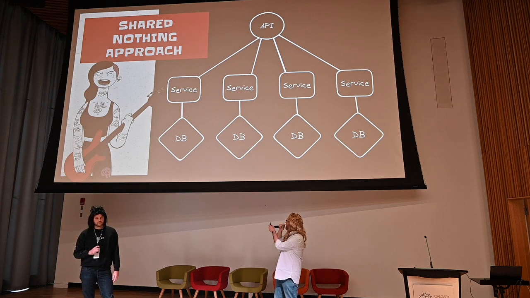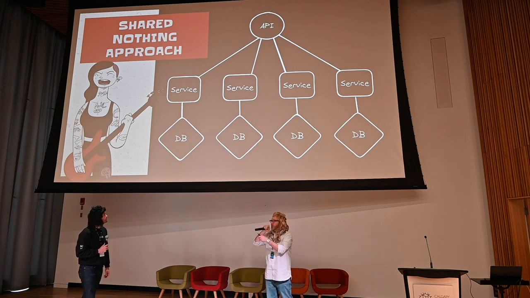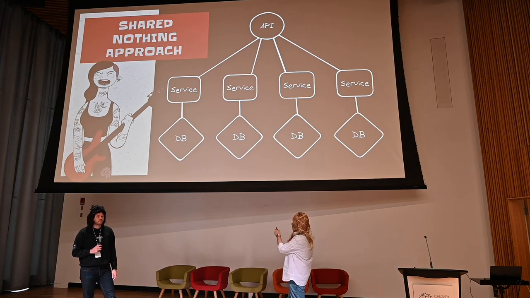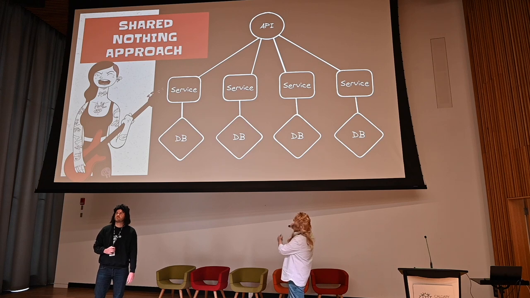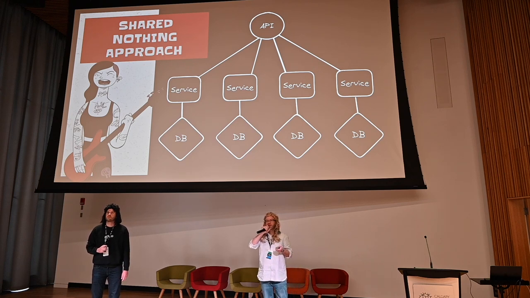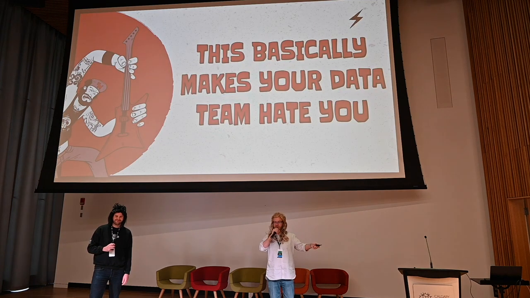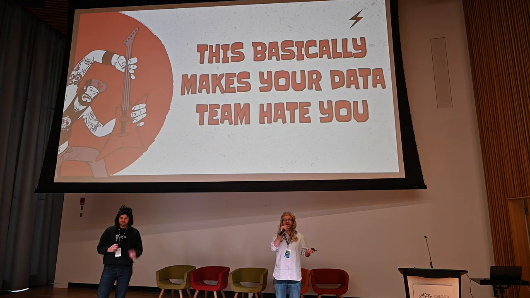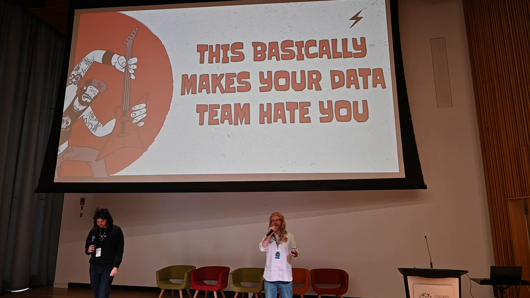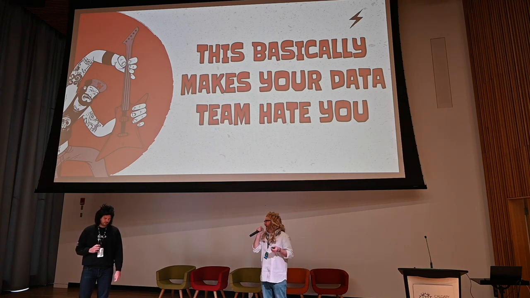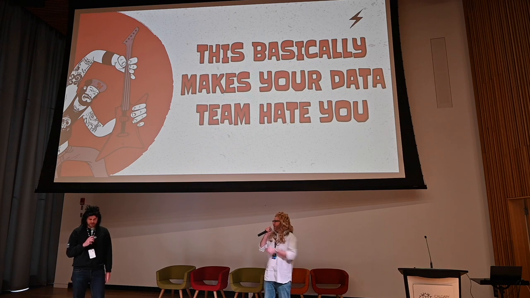So if you imagine, a couple of those databases might be MongoDB, and then one of them might be MongoDB with a data schema, and it's really weird. And then one of those databases might be some sort of bizarre Amazon Quantum Ledger. Why do they use the word quantum? Nobody knows. So basically, if you take this approach, this will make your data team hate you. And we don't get along.